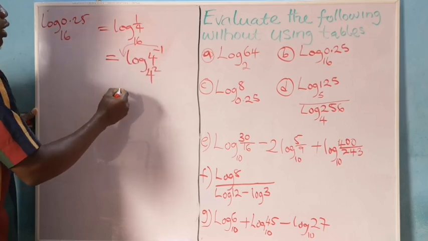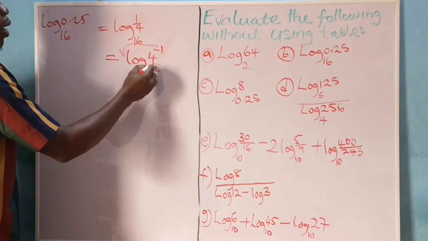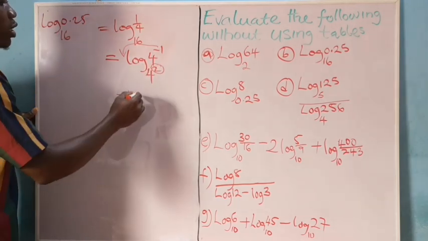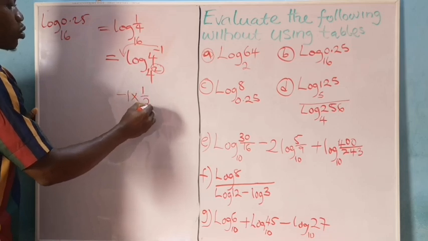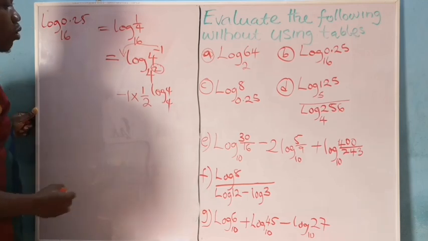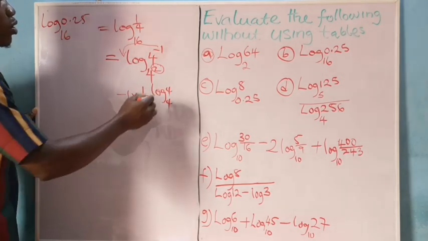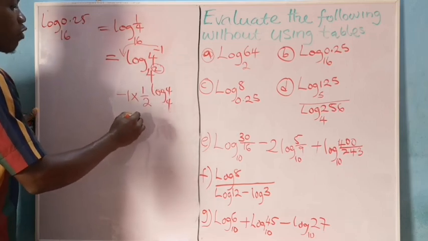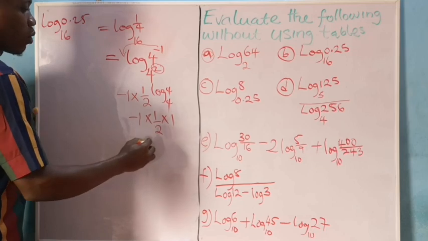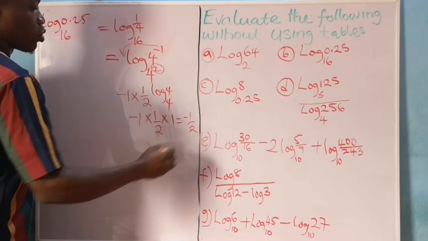Now we are going to apply the power law over here so that minus 1 will come over here and multiply. So we have minus 1 times, now the power of this base will also come over here, but as a reciprocal, so that it will now be 1 all over 2. Then we now have log 4 to base 4. Now remember that log of a number to its own base is equal to 1, so that here will now be 1. We now have minus 1 times 1 all over 2 times 1. Everything will now give us minus 1 all over 2.